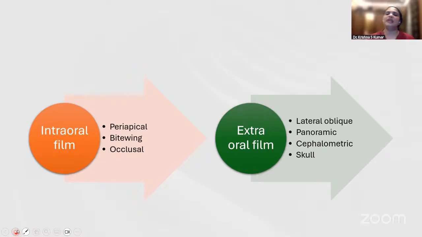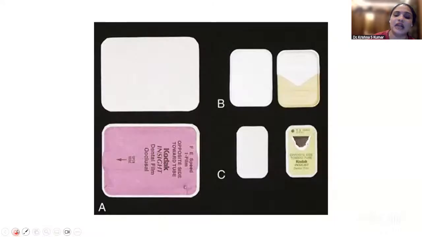Extraoral films are lateral oblique, which is helpful for viewing the body and ramus, the oblique sections. The panoramic radiograph helps us to view the maxilla and mandible in a single radiograph. Cephalometric is mainly for orthodontic evaluation, and then the skull radiographs. So here you have the occlusal radiographs, the standard periapical or bite-wing radiograph, and the pediatric radiographs, which are used for the pediatric population.